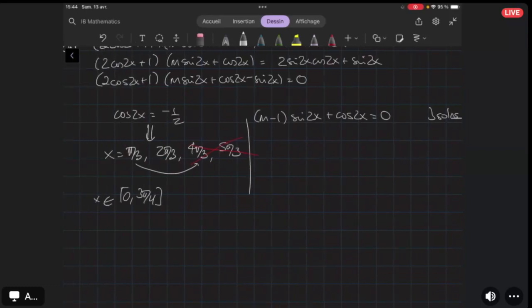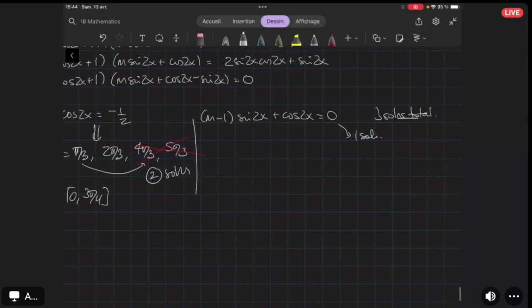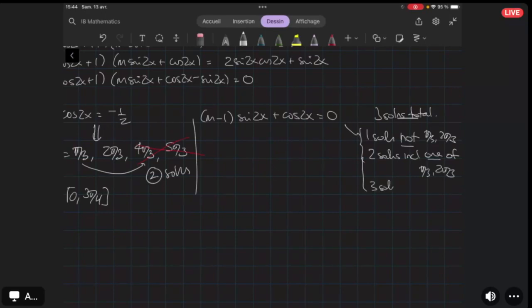We have 2 solutions from the first equation. That means this guy should give you another solution. Or, to get 3 solutions total, you would either get, let's say, one solution that's not pi over 3 or 2 pi over 3. Or you get 2 solutions, including one of pi over 3 or 2 pi over 3. Or maybe you get 3 solutions, including both pi over 3 and 2 pi over 3.